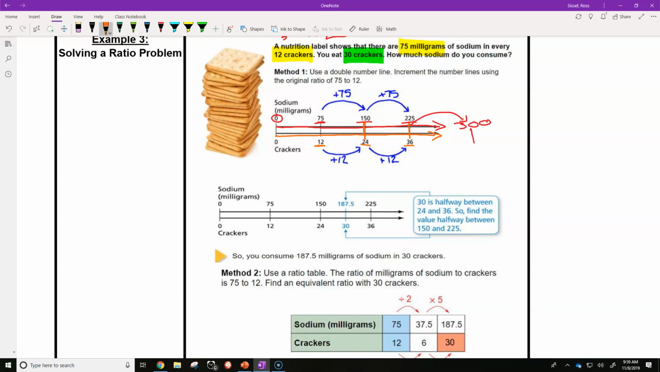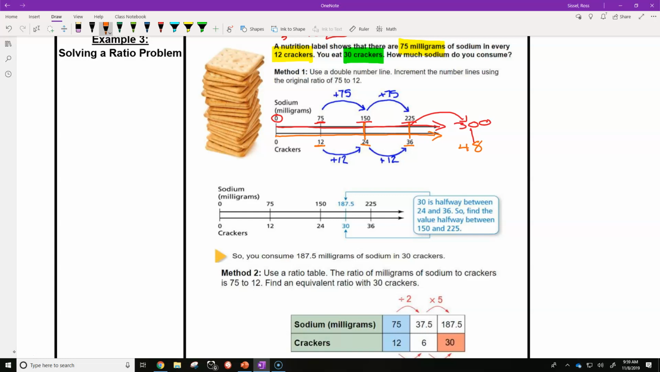You do the second number line and you just match it up. The first step was 12. The second step was 24. 36, 48. You're matching them up. So they did this. But I got 36, and I need to get to 30.